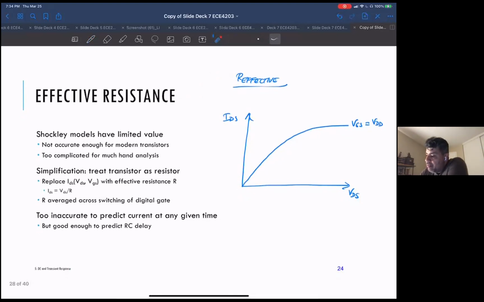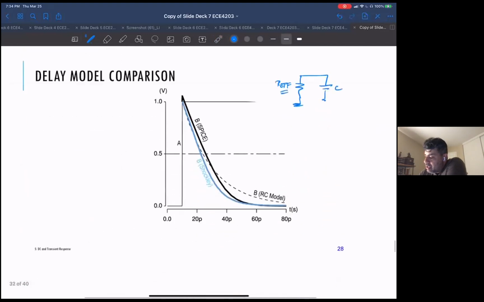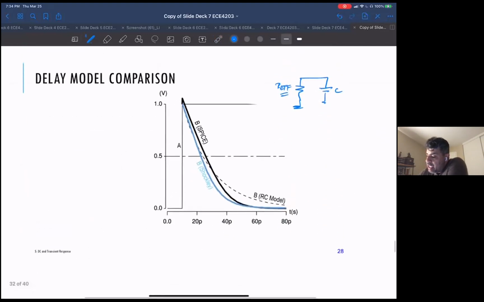So let's see what happens when I'm calculating my propagation delay. I'm saying my input is changing infinitely fast, and I want to go from there to when my output goes to 50%. So my input is immediately at VDD, and I want to see my output change from VDD to VDD over 2.